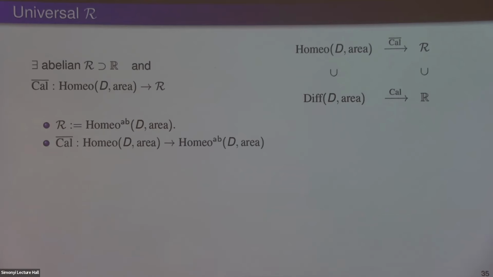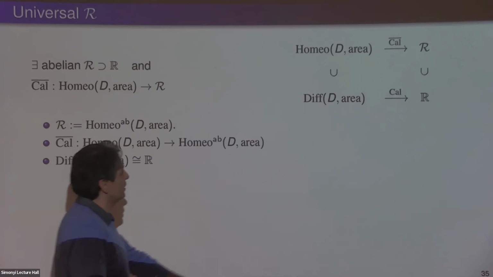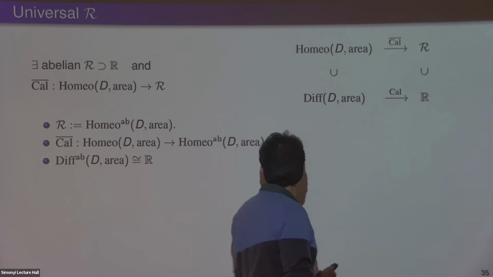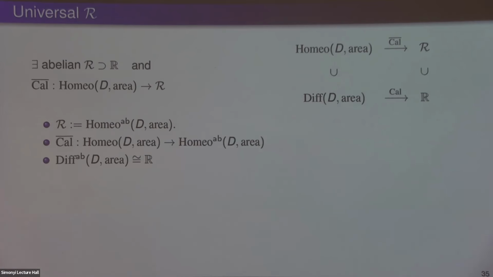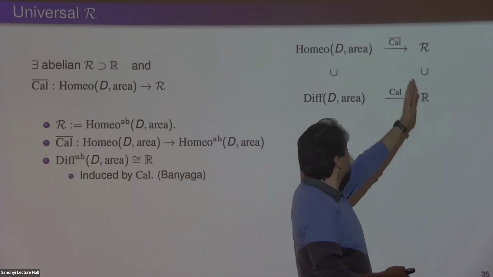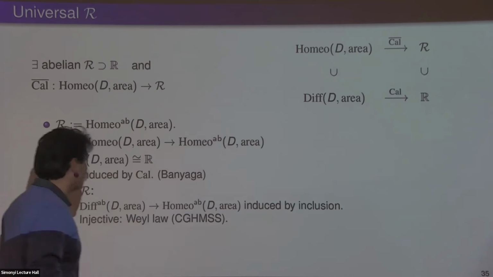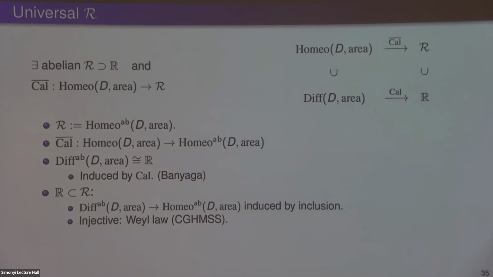If you're wondering how the real line comes in here, that's because it is known that the real line is the abelianization of area preserving diffeomorphisms, and the Calabi invariant gives the isomorphism. And where does this column come from? This is the Weyl. The Weyl gives you the fact that the real line embeds as a group inside that kernel. Okay, I've gone past where I wanted to go.